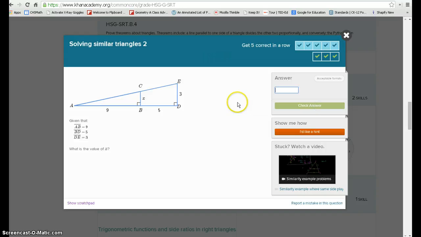Okay, so that's pretty much how those are done. You're just going to look at those ratios and write them out, and you should be able to do this.